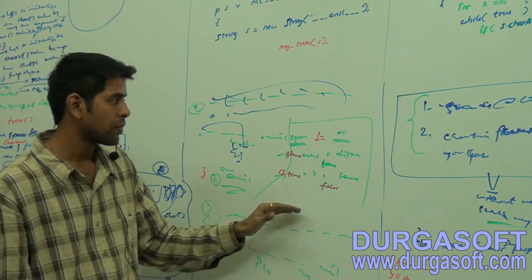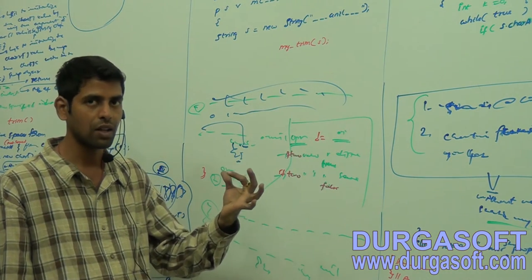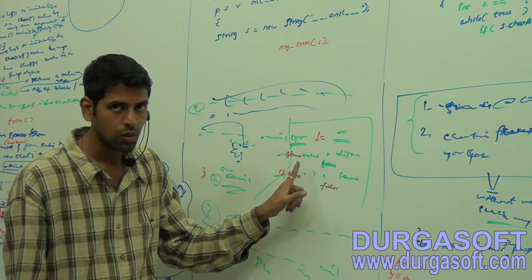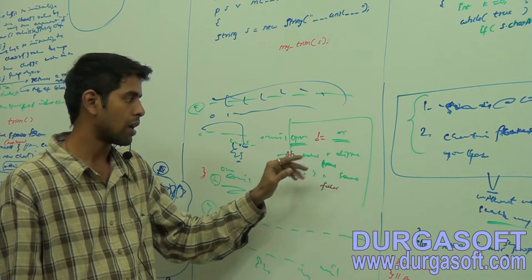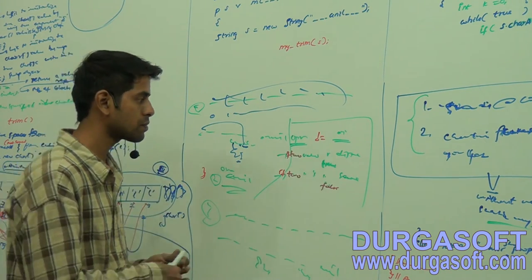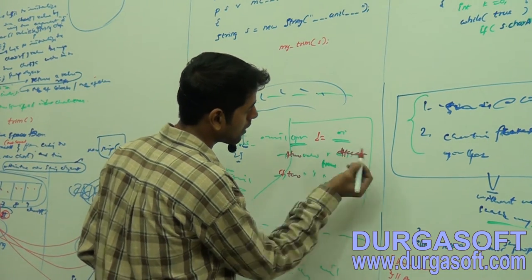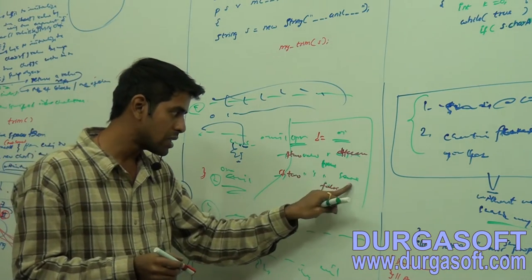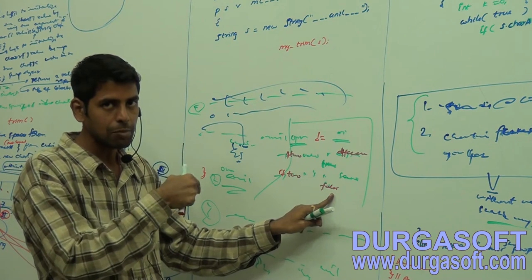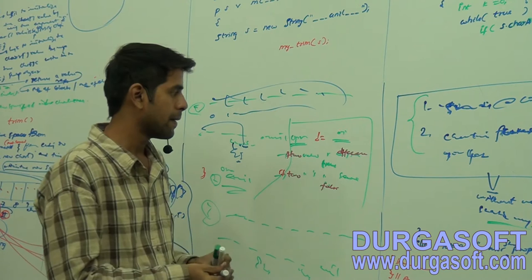Okay. Now, the not equals operator always returns true if the two values are different. If two values are same, it will return false. Observe, if two values are same, it will return false. Simple thing, come to this part.